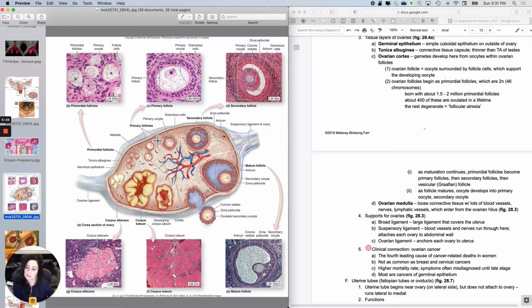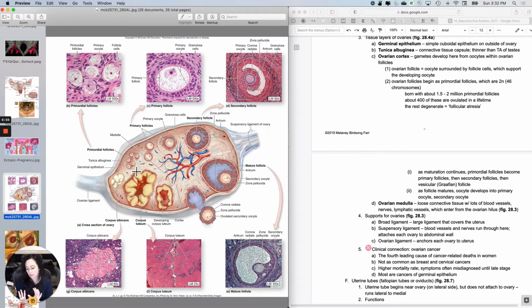So here's the deal. What happens, these little guys right here, these follicles, is like a cell that's surrounded by follicle cells, and it's going to support the developing oocyte. And these begin as what we call primordial follicles. Don't worry too much about that term. It's not the important part. These are diploid, meaning they have 46 chromosomes in humans.